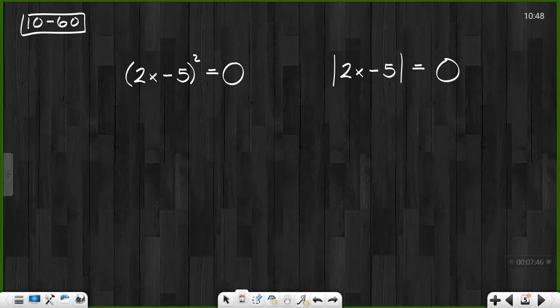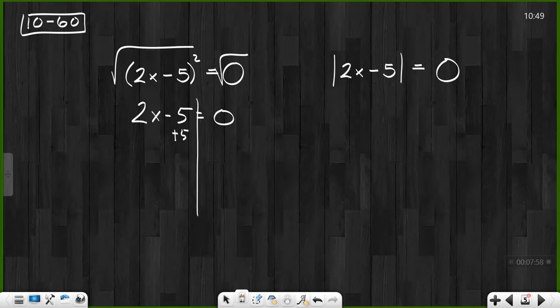That result is 0. So as I go to solve these, if I were to do the square root over here, I'd find that 2x minus 5 equals 0. Not positive 0, not negative 0. 0 is neither of those. It's just 0. And if I were to solve that by adding 5 on both sides, I would find out that in order to get the value of x that makes this true, x would have to be 2.5.